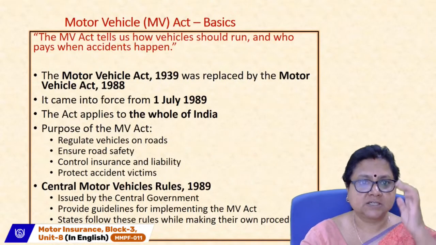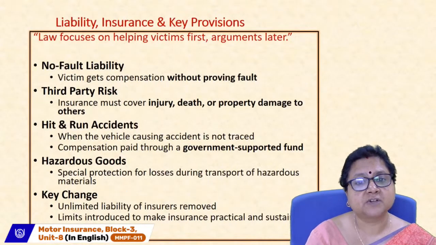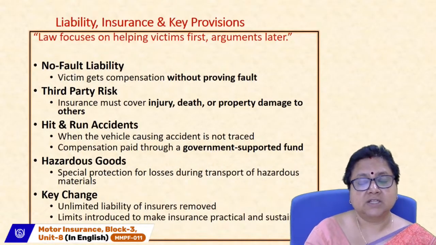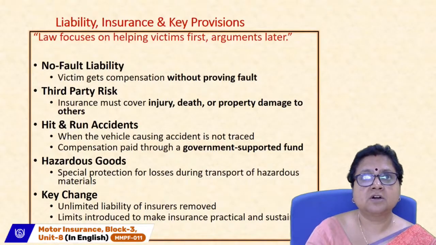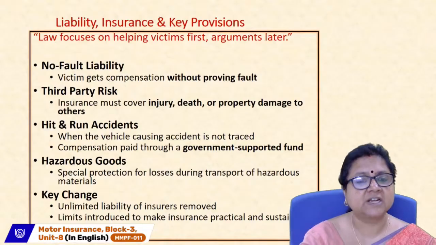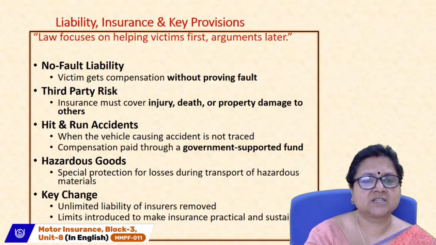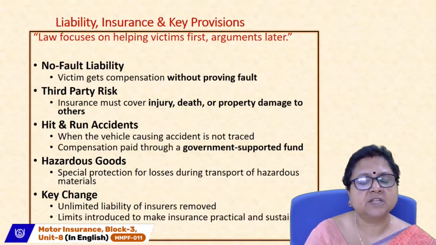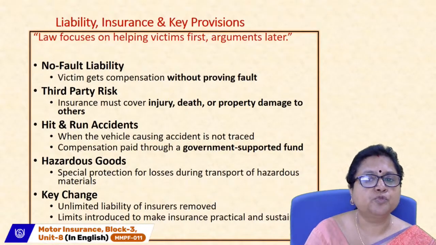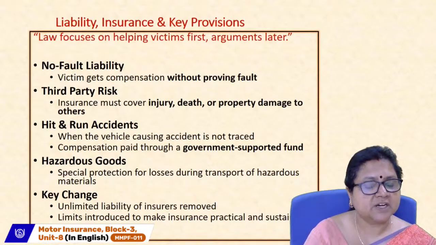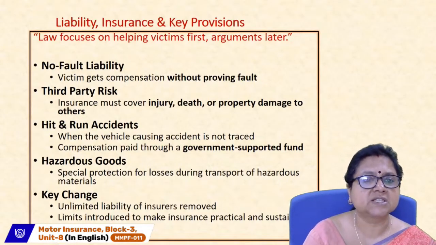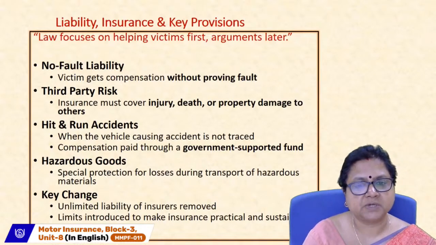Now the Motor Vehicle Act focuses on helping the victims first, and later on the arguments follow. Whenever there is a third party liability, or maybe a hit and run accident, or whenever a third party is facing a loss or having an accident, in that case the law is more flexible towards the victim. There are different types of liability, like no fault liability. Here, the victim gets compensation without proving his fault. Suppose the person who has faced the accident is injured, then without proving anything or giving any evidence, the person will get the compensation from the insurance company.